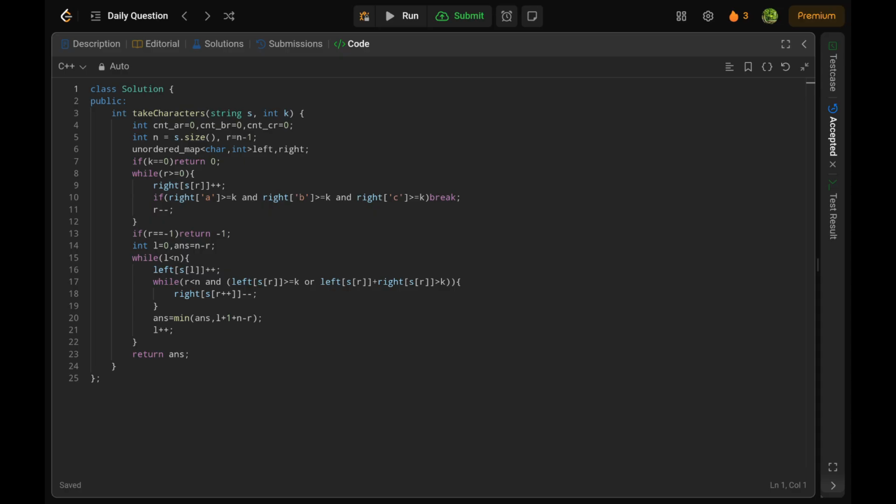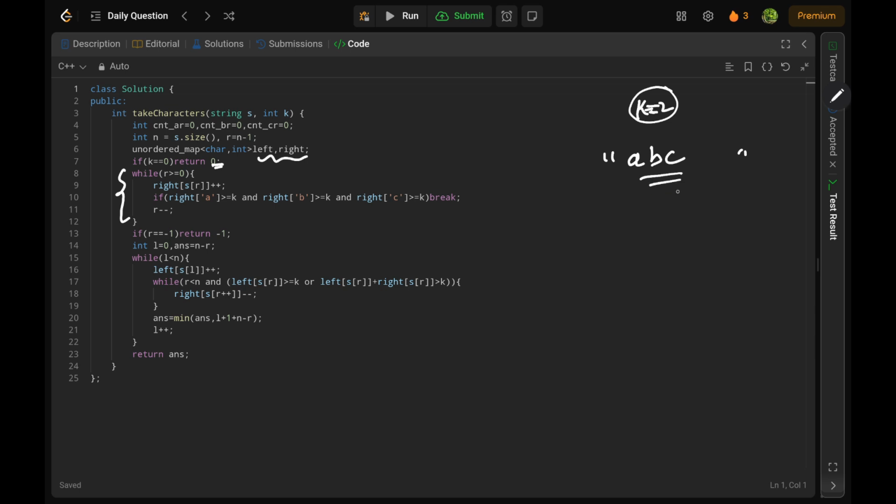Okay, so let's look at the code. We created two maps, left and right, and if k equals 0, then our answer would simply be 0. And now we are finding, if we take 0 characters from the left, then how many characters do we need from the right. Let's say our string is abc, and k equals 2, so we need 2 characters of each, but we would not have that. In this case we don't have 2 characters of anything, so we have to return -1.